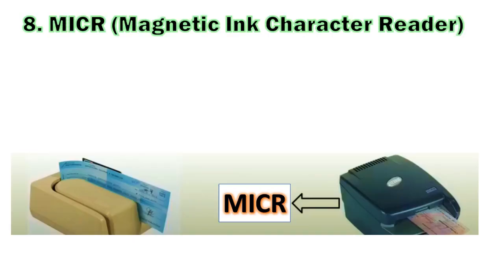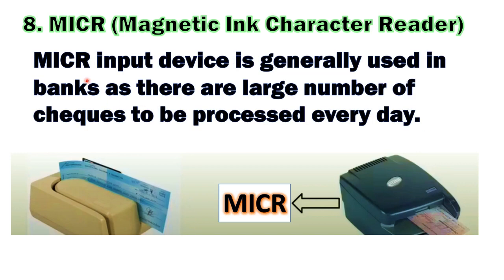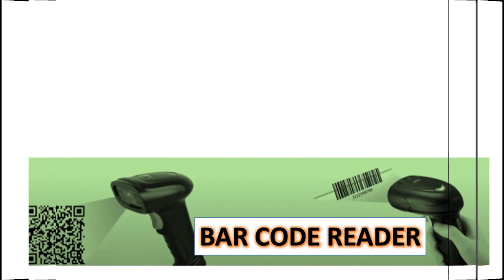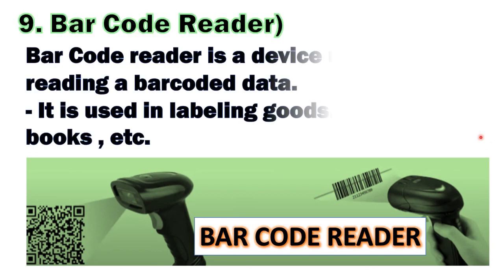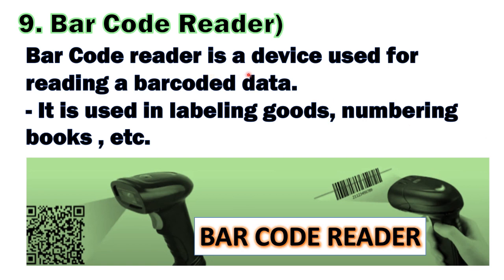Next, number eight is MICR. MICR is a magnetic ink character reader. MICR input device is generally used in banks as there are large number of checks to be processed every day. Next one, number nine, is barcode reader. Barcode reader is a device used for reading barcoded data. It is used in labeling goods, numbering books, etc.